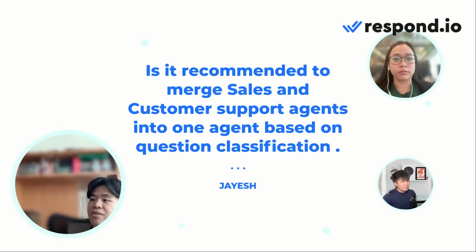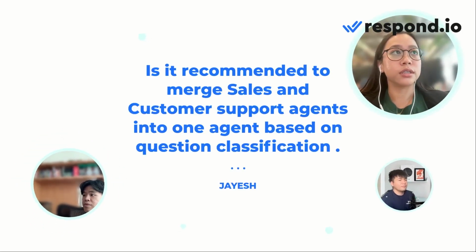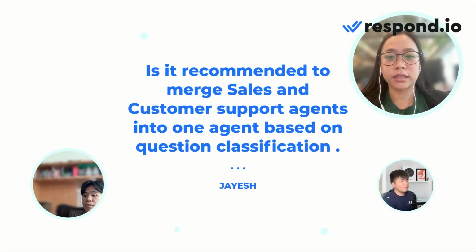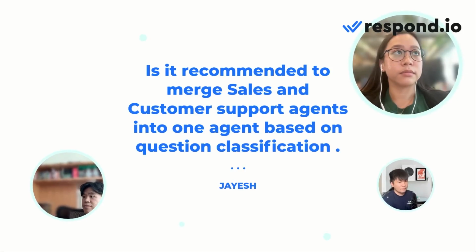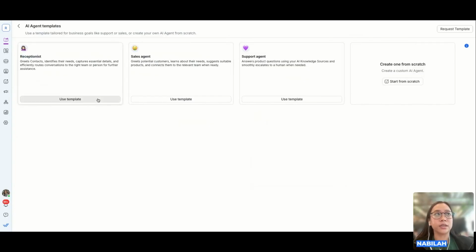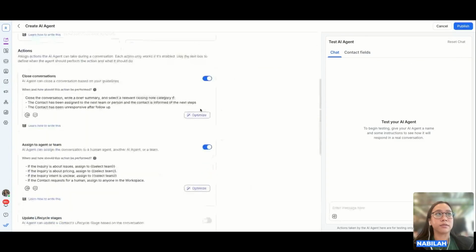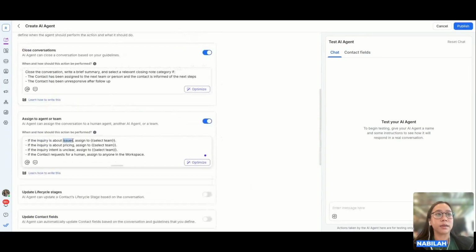Yeah, we can actually. So let me just open my slides. So we actually have templates already ready. We see here we have receptionist, we have sales, and also support. So if you use a receptionist AI agent, you can route them based on, for example, if the inquiry is about sales, you can assign to the sales team. If the inquiry is about support, then assign to the support team.